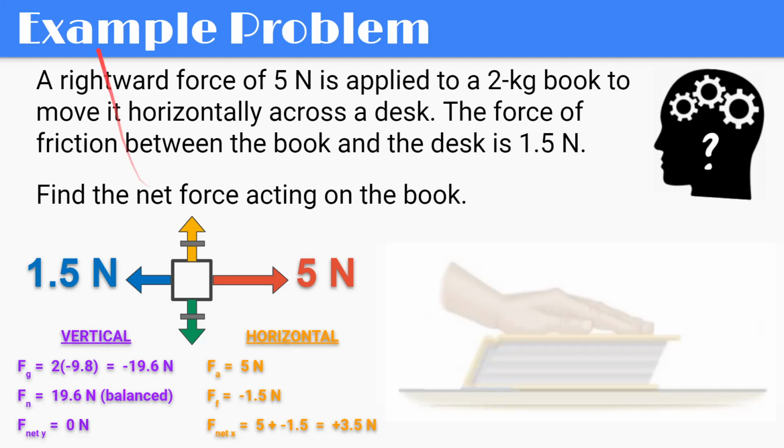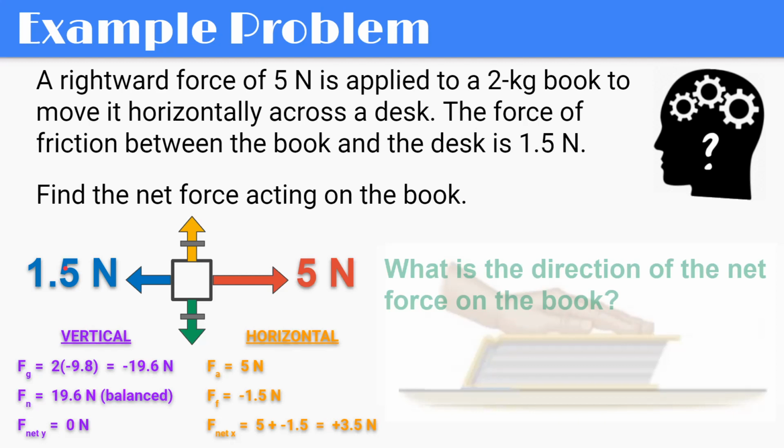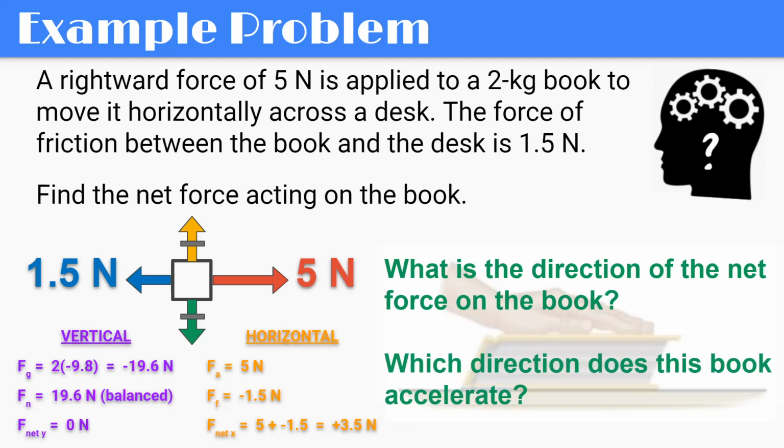Again, I can see that looking at this. This number is 3.5 newtons larger than this one. Okay, and so my net force will be 3.5 newtons to the right. And again, that's the direction. The direction of the net force is going to be to the right because 5 is bigger than 1.5. Thus, the acceleration will also be to the right.